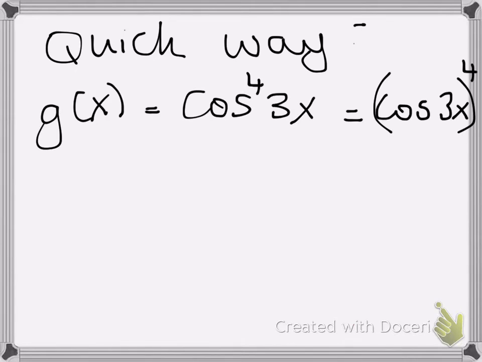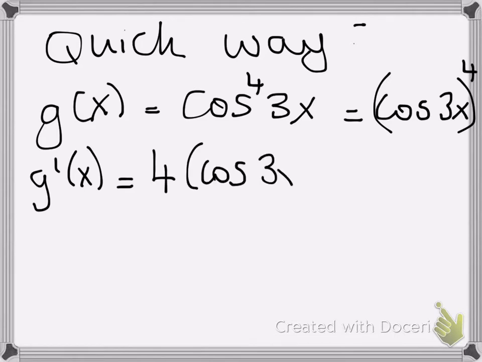Now we're going to use the quick method for the next one, because you know now how to use your chain rule. So let's say the function g of x is cos 3x to the power of 4. Just rewrite that as cos 3x all in a bracket to the power of 4. Now we're going to use the quick rule. So g dash x, so dy/dx is equal to, bring down the power in front of the bracket. So 4 times cos 3x and reduce the power by 1, so you'll get a power of 3.